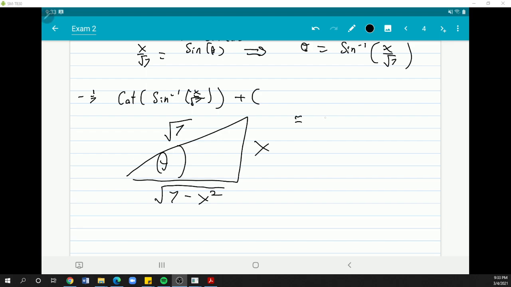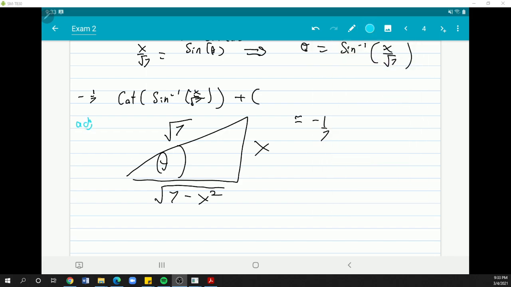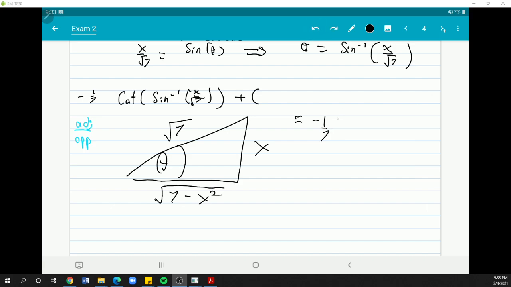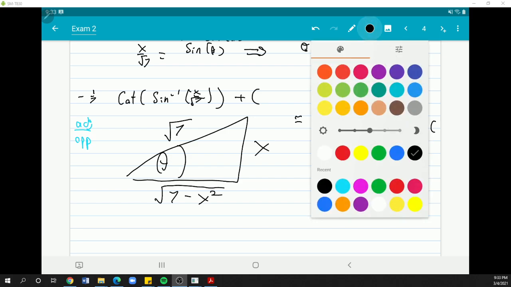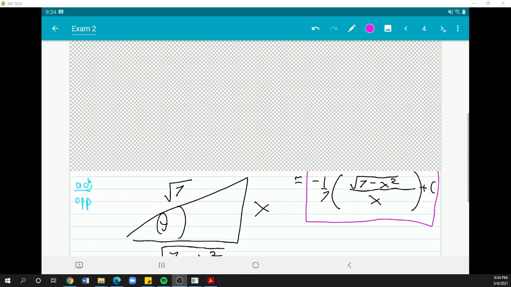And then we get that this is minus 1 over 7. And then cotangent, being 1 over tangent, is adjacent over opposite, which makes this the square root of 7 minus x squared over x, plus C. Okay, so that's part A. That's a pretty reasonable trig sub problem. Nothing too crazy going on.